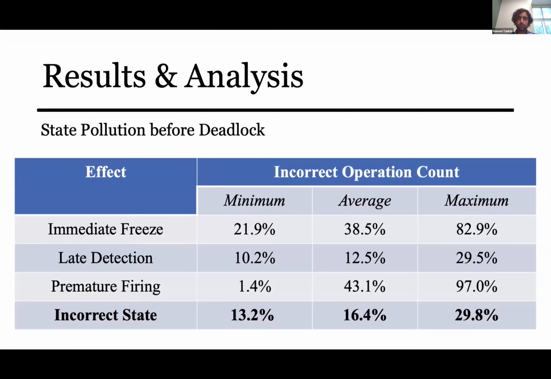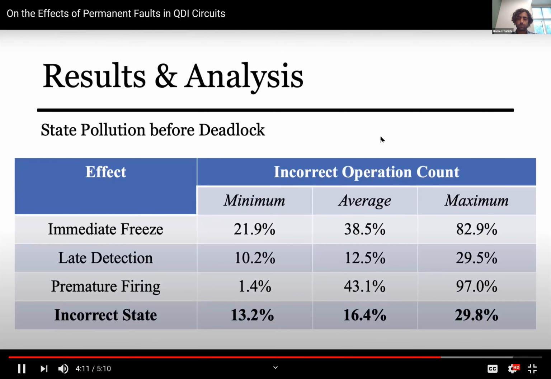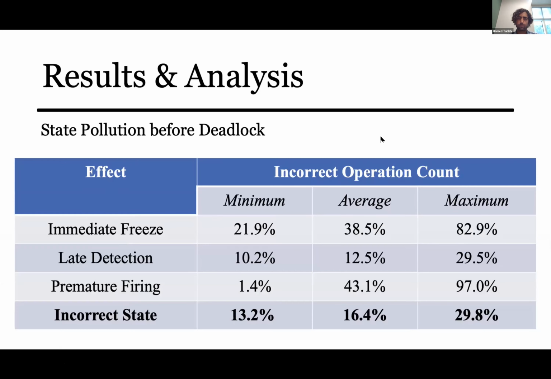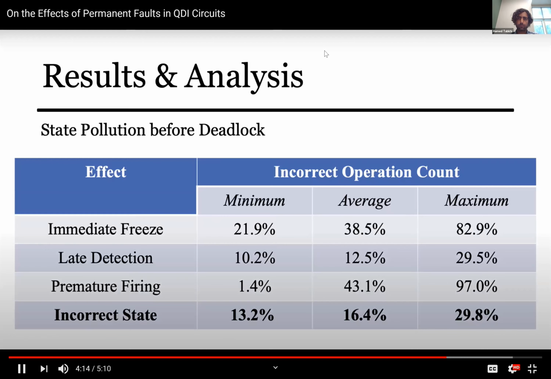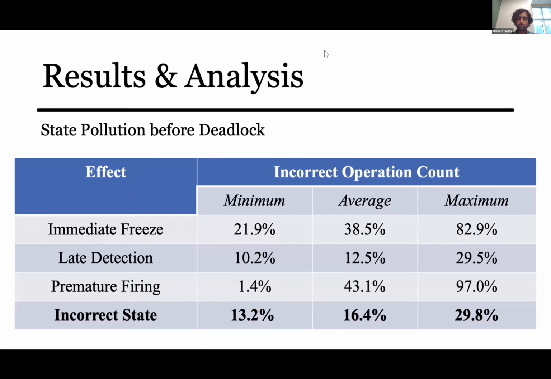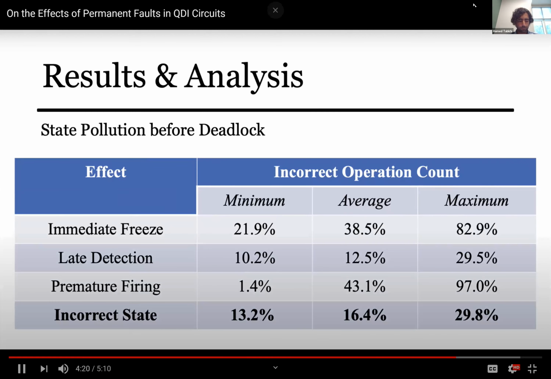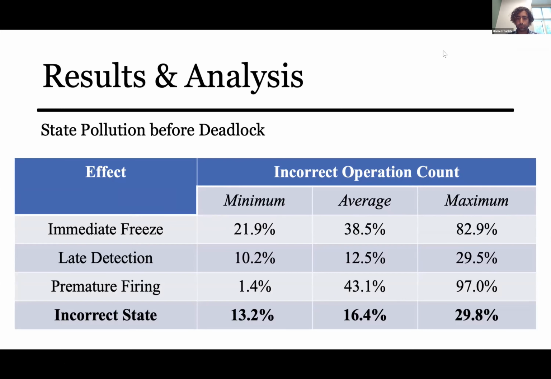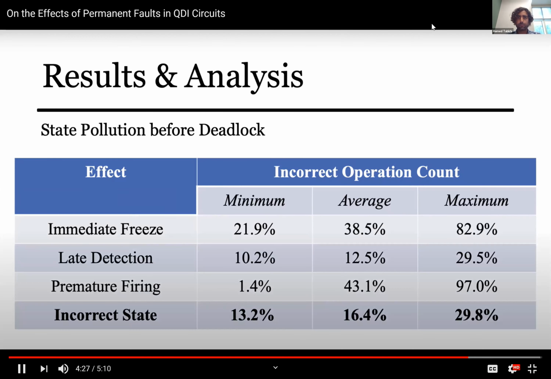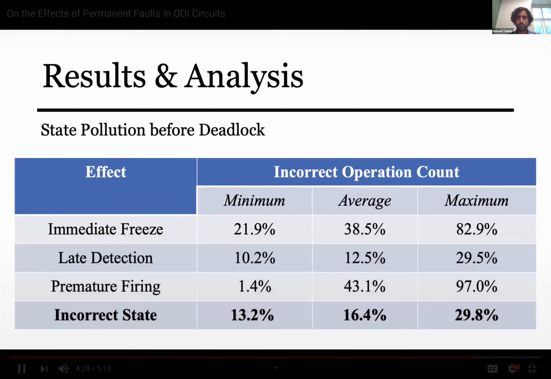Our next experiment attempted to quantify how many cases, with respect to the different effects, resulted in polluting the state of the circuit before resulting in deadlock. Overall, we observed a proportion of 13 to 30% of faults to corrupt the pipeline state relative to the speed of source and sink. The proportion of incorrect behavior with respect to each effect is further broken down.